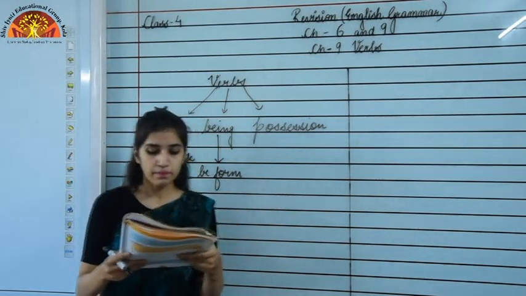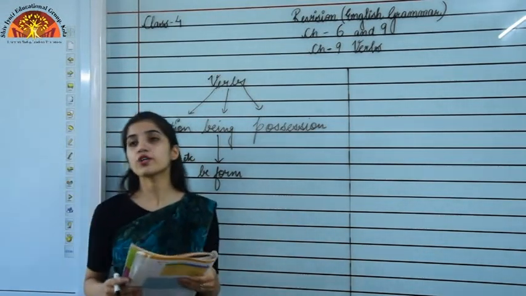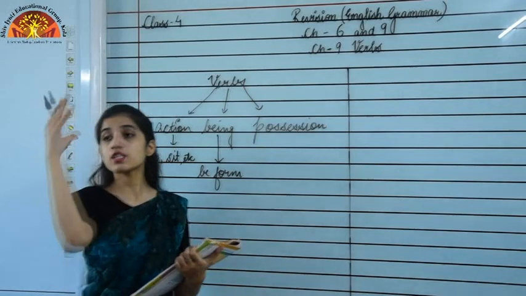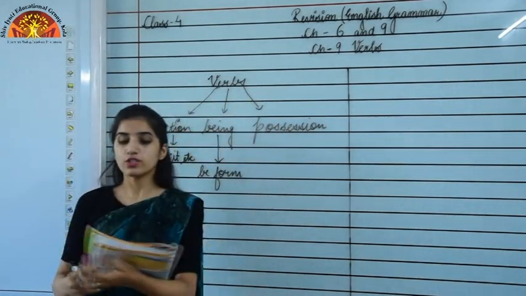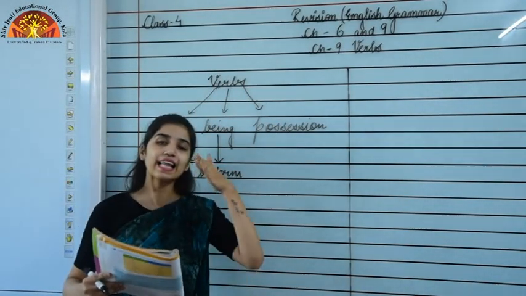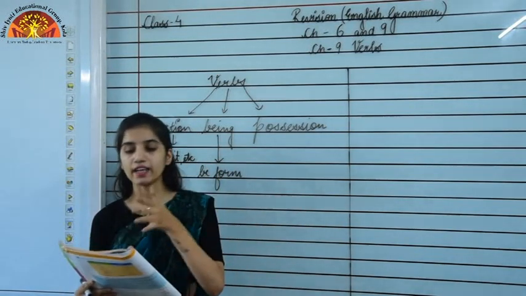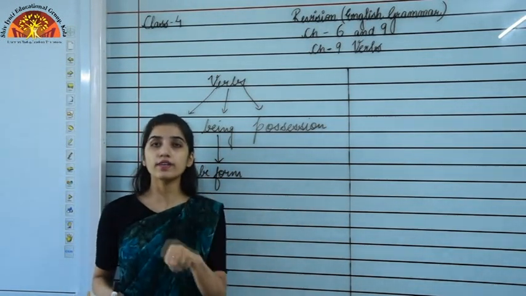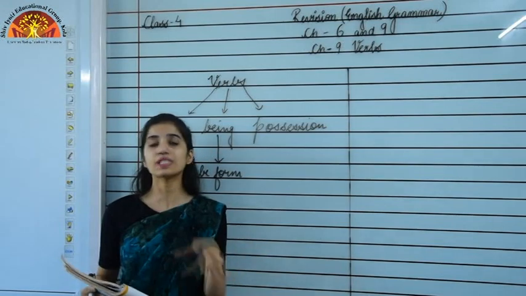Okay, now moving to the verbs that denote belonging, that is possession. The verbs like has, have and had are used to show belonging or possession when used as a main verb.